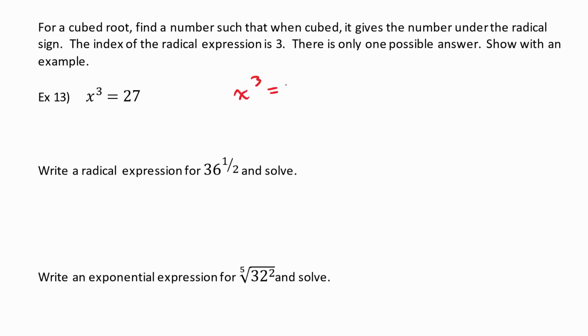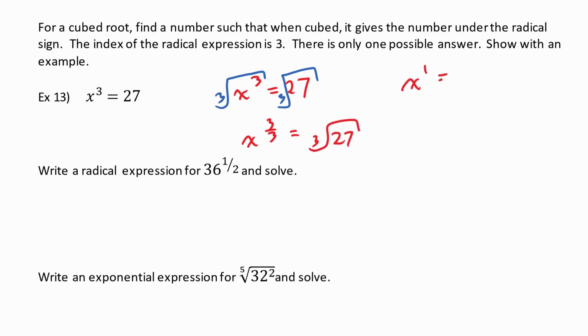X cubed equals 27. Again, we want to do the opposite. I'm cubing it, so I'm going to take the cube root of both sides. In doing so, you can see this gives me x. 3 over 3 is equal to the cube root of 27. 3 over 3 is equal to 1. Cube root. I would need three of the exact same numbers that multiply together to give me 27. It's going to be 3 times 3 times 3, so the answer here is 3. X is equal to 3. Plus or minus? Only plus 3.